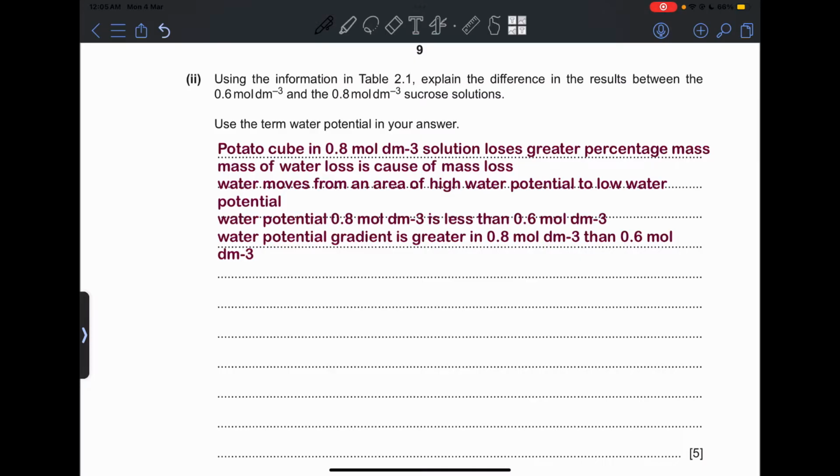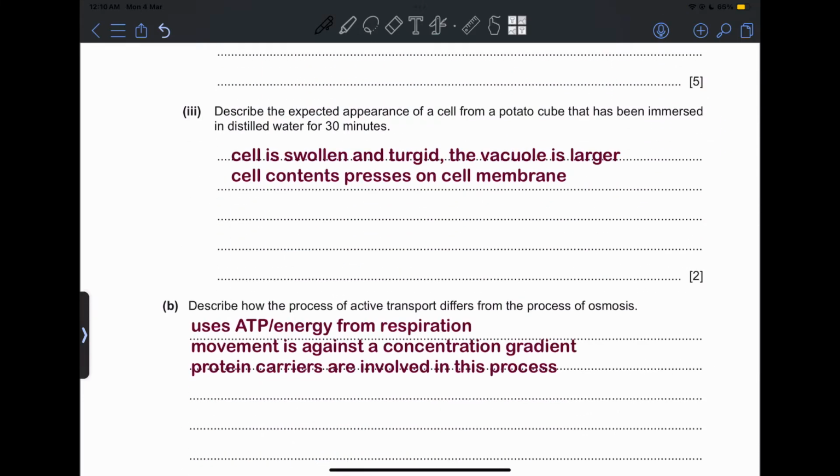So we know that osmosis moves from high water potential to low water potential, and so when there is a lower amount of water in some place, then the water will move to that place, and so this is the cause of the difference in results.